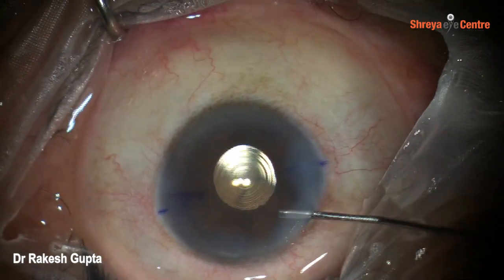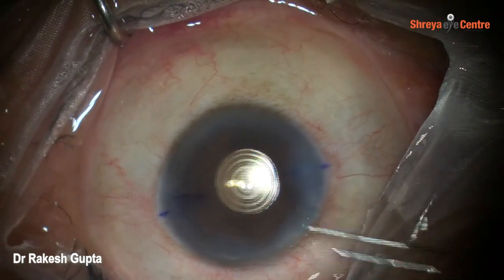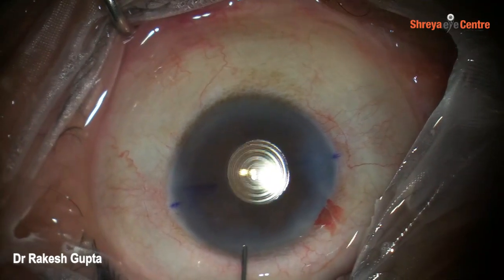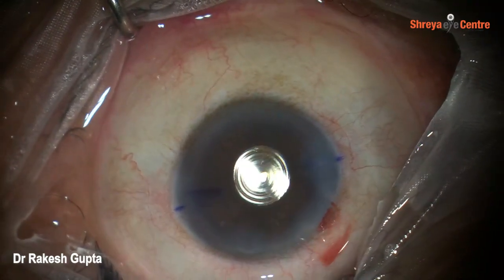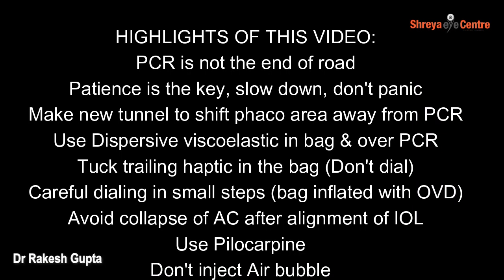Friends, if there is a PC rent, I generally put an air bubble at the end of surgery, but in this case I am avoiding it because I believe it will cause differential pressure on the iris, which may cause tilting, shifting or rotation of the IOL. So in a toric trifocal IOL, I am not putting air in the AC. These are the highlights of this video.